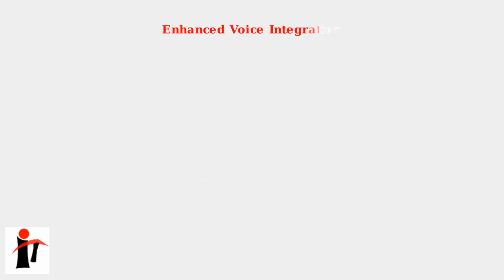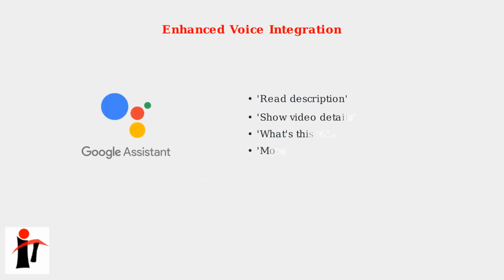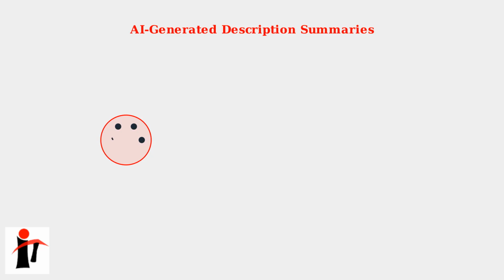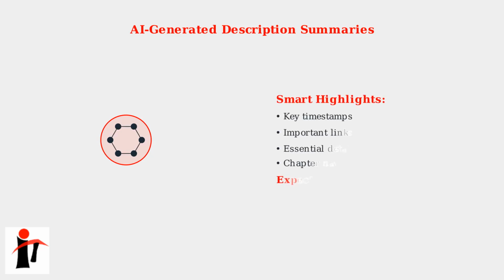The future of YouTube on TV is rapidly evolving, with enhanced voice integration becoming a game changer. Voice commands like Read Description and Show Video Details are becoming standard across smart TV platforms. YouTube is testing revolutionary AI-generated description summaries specifically designed for TV interfaces. These smart summaries will automatically highlight key information like timestamps, important links, and essential details, with full rollout expected by late 2025.